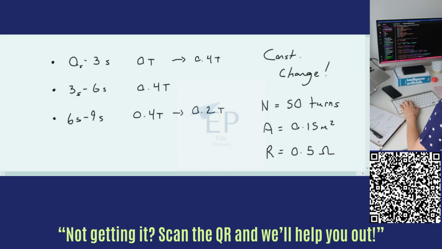In this example, we have a wire loop with 50 turns that is experiencing a changing magnetic field over time in these three different intervals here, 0 to 3 seconds, 3 to 6, and 6 to 9. And what we want to know is, given that this field is uniform everywhere and always parallel to the normal of our loop, we want to determine what the induced EMF is during all these time periods. And we also want to figure out what the induced current is in our loop, given that the wire has a resistance of 0.5 ohms.